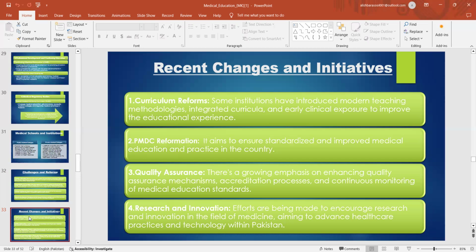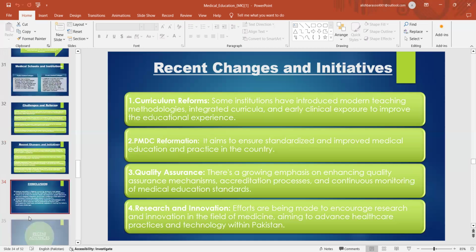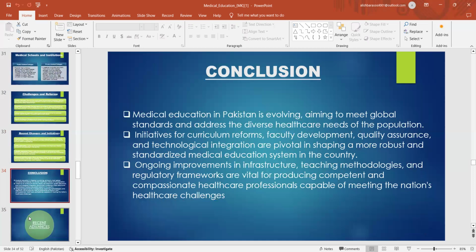Research and innovation. Efforts are being made to encourage research and innovation in the field of medicine, aiming to advance healthcare practices and technology within Pakistan. Conclusion. Medical education in Pakistan is evolving, aiming to meet global standards and address the diverse healthcare needs of the population. Initiatives for curriculum reforms, faculty development, quality assurance, and technological integration are pivotal in shaping a more robust and standardized medical education system in the country.